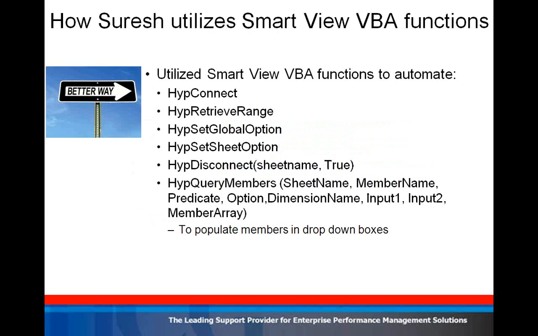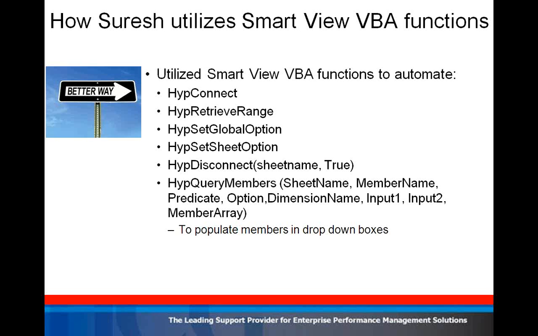How did Suresh utilize Smart View VBA functions? Now remember, John used the HypConnect. He also used RetrieveRange and SetOptions. Suresh has also incorporated a couple additional new functions. He's using the HypDisconnect, which allows him to disconnect a Hyperion session. He's also using the function called HypQueryMembers. So in this case, he's using it to populate the drop-down boxes. And I'll show you what that looks like in a minute.